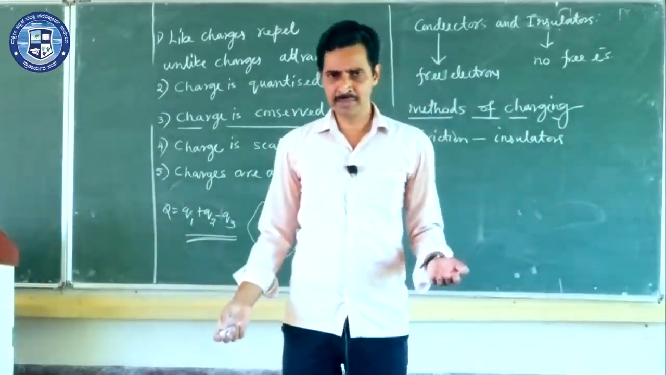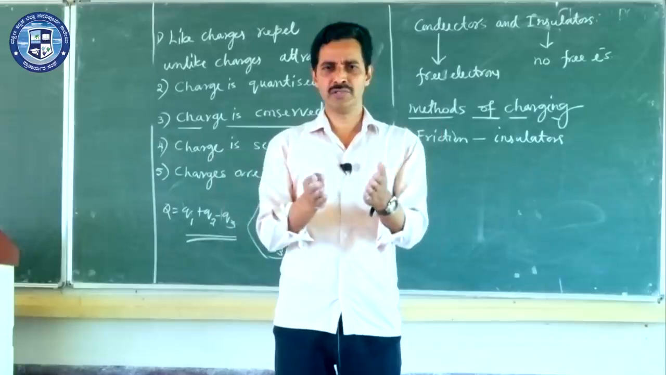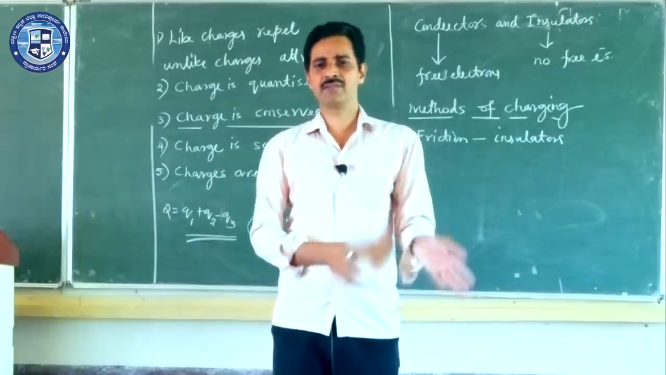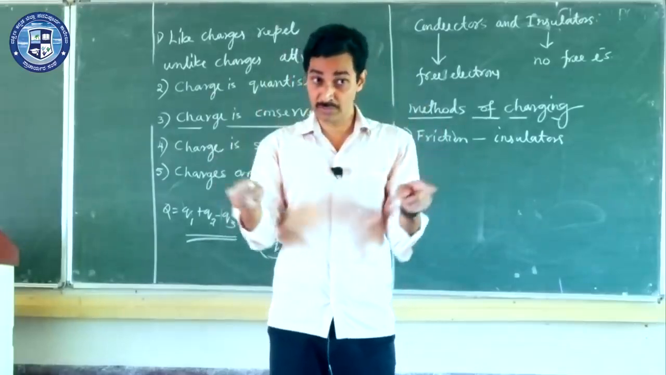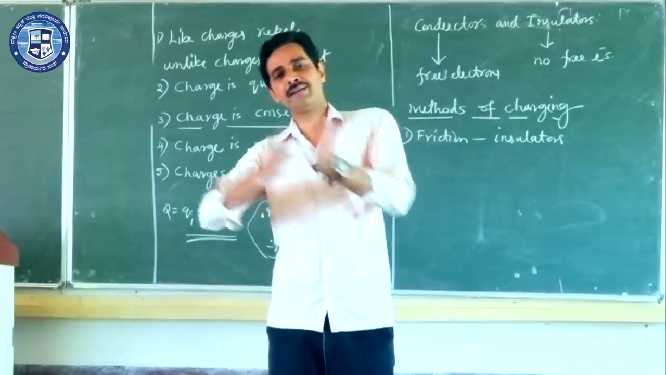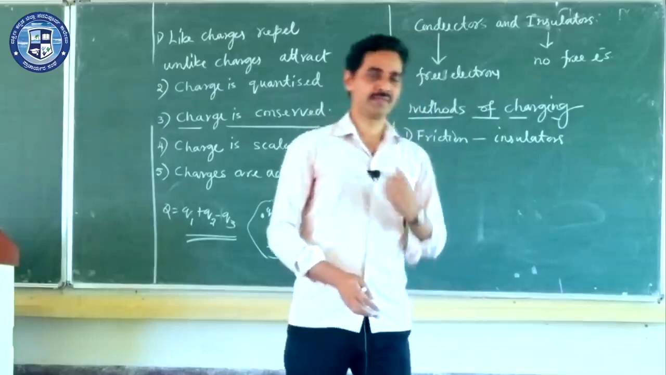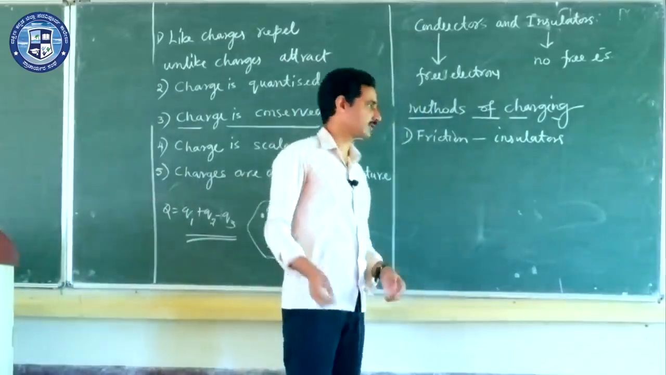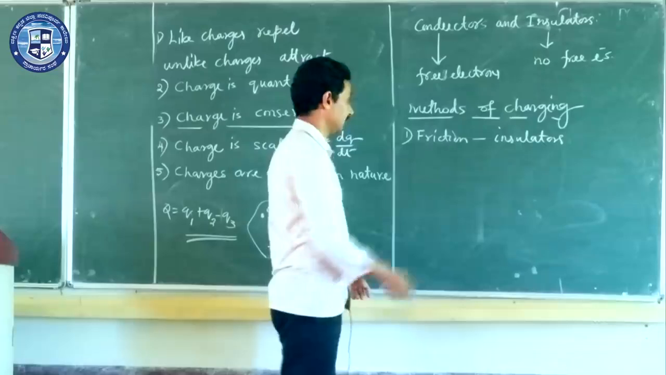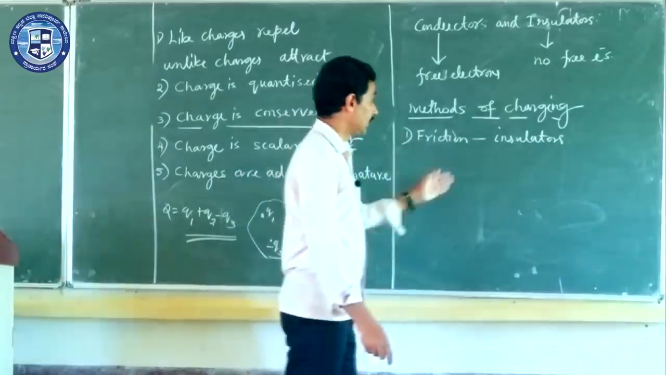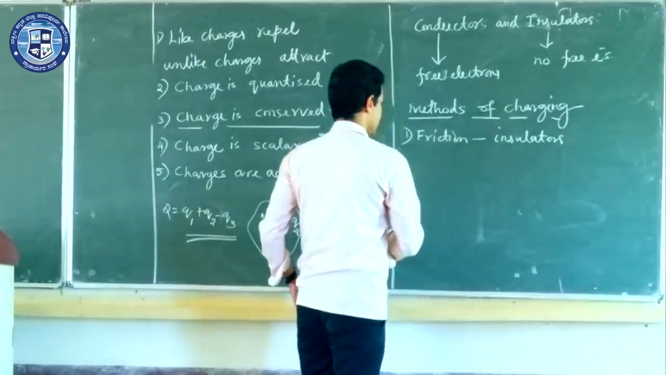So I need not explain it in detail again. Take the two insulators, rub them against each other, electrons get transferred, and those electrons which are in the outermost orbit, which are loosely bound, get transferred from one material to another. So one which has lost electrons gets positively charged, one which has gained electrons gets negatively charged. So that is one thing. But you can't do this with the other materials, only insulators can be charged by friction.